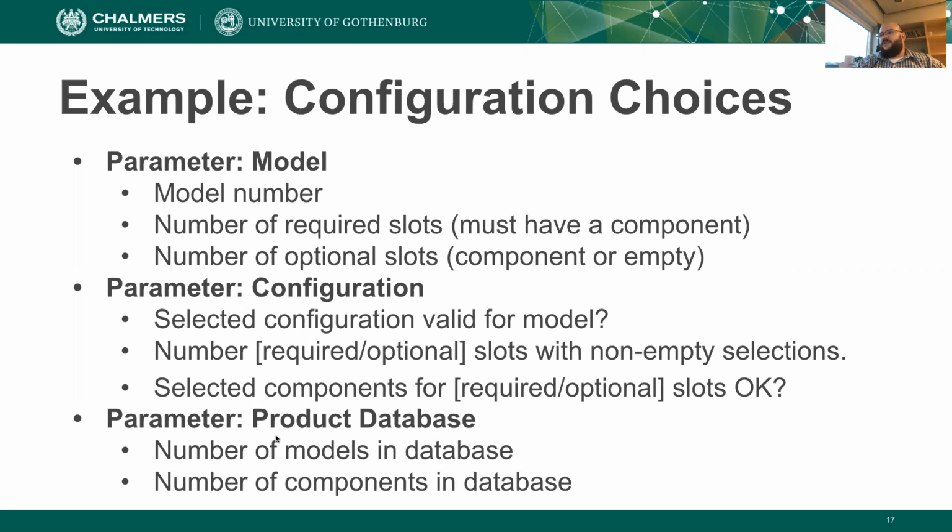And then for the product database, maybe we just care about there being some number of models in the database: 0, 1, more than 1, and some number of components in that database that we're aware of. And of course, there's a lot more we can do here, right? This can spin out of control quickly.